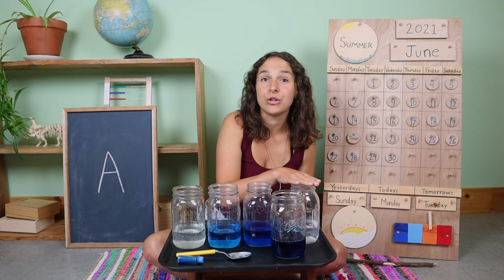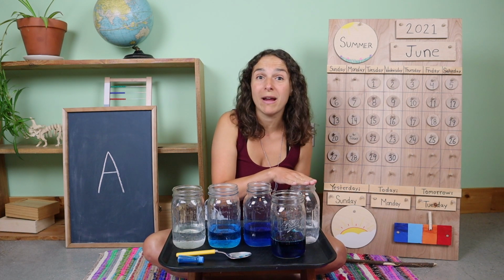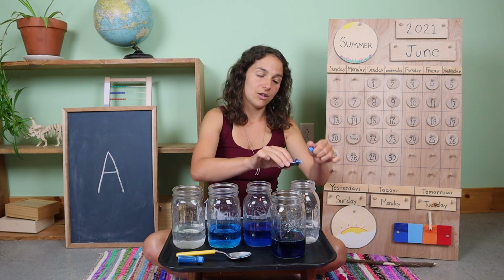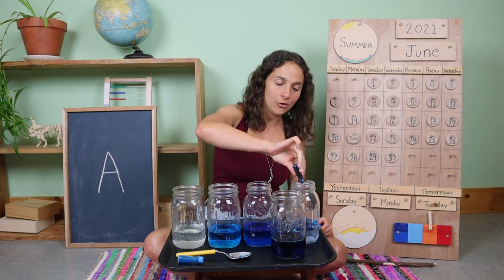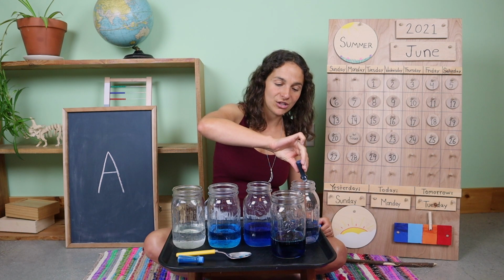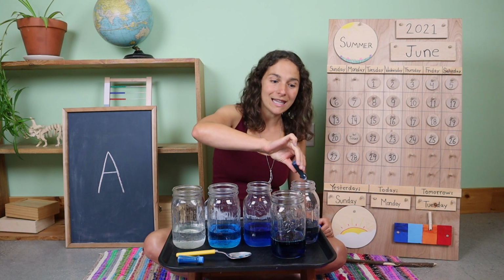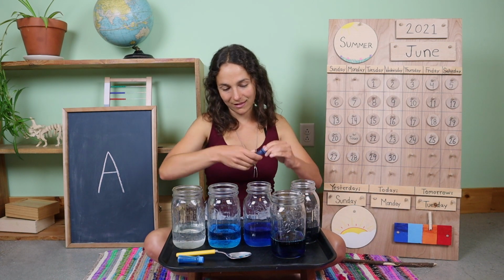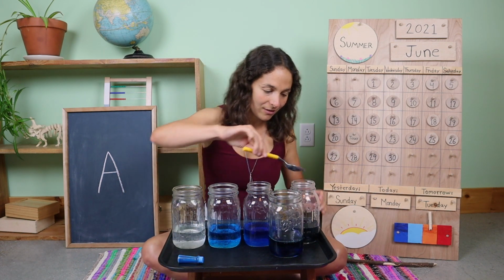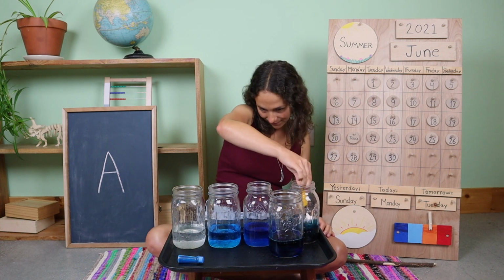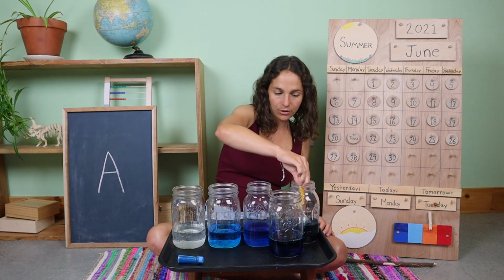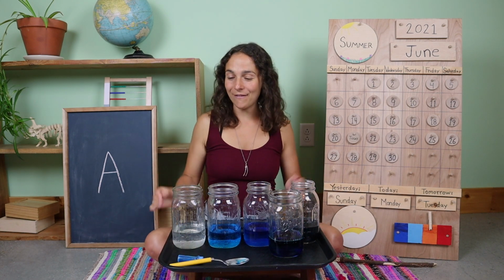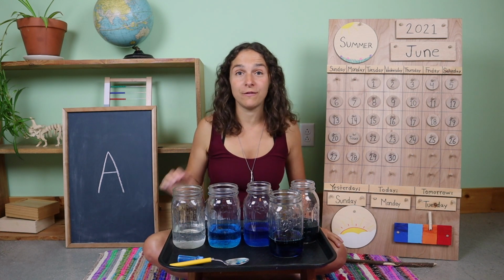And last we have the trenches. The trenches is all the way at the bottom and definitely the darkest zone to live in. So I'm going to pour the most food coloring into the trenches to get it completely dark. There we go. Oh, it's so dark it almost looks black. And there we have it. We have the different zones of the ocean.